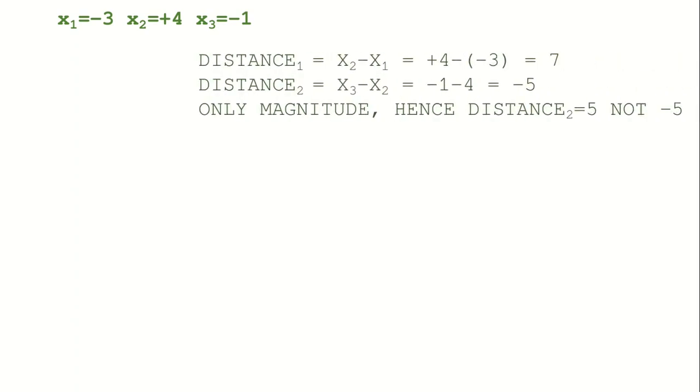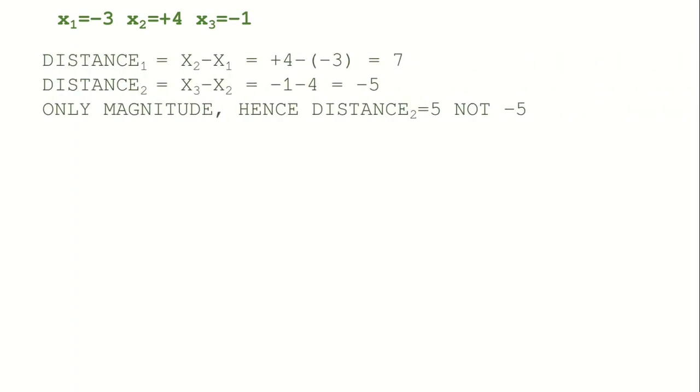So this time we first calculate the distance for the first trip. The block travels between the positions x1 and x2, and the difference is 7 meters. For the second trip, the block travels back from position x2 to x3, and that difference is minus 5 meters. But remember, for the distance we take only the magnitude, not the direction. So the second trip distance is 5. Now adding them both we get 12 meters.